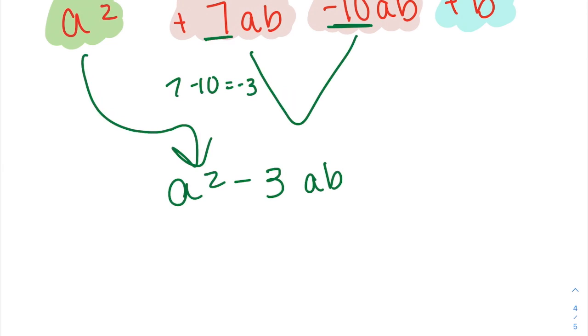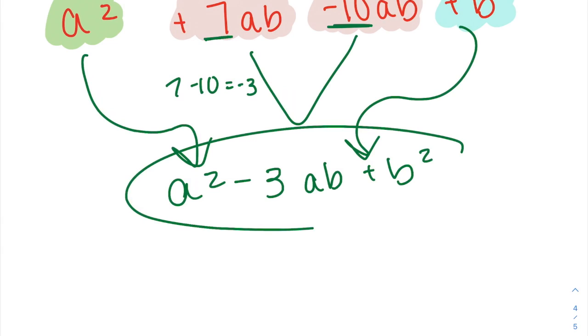My friends up above, the a squared and the b squared, come on down just as they are because there's nothing for them to combine with. There are no other terms that have a squared. There are no other terms that have b squared. So they're all lonely on their own.